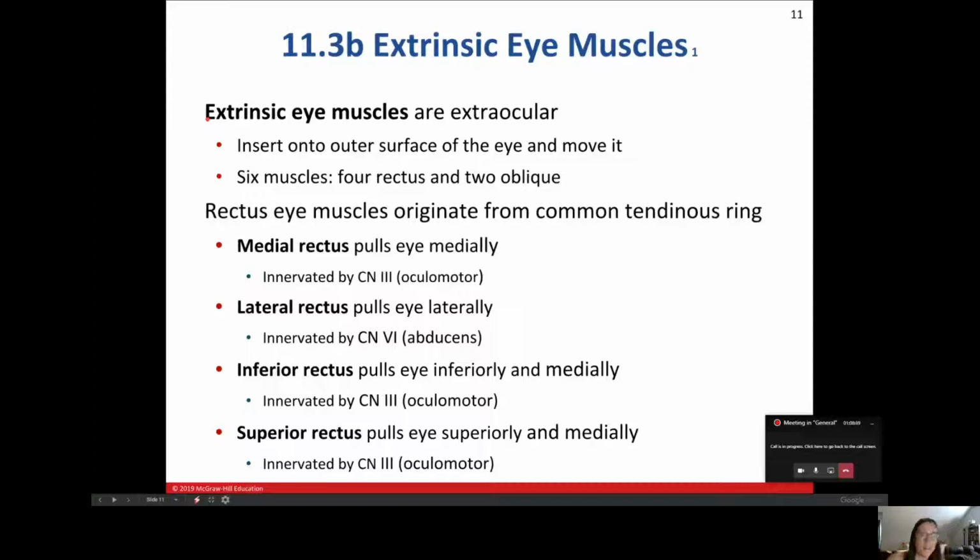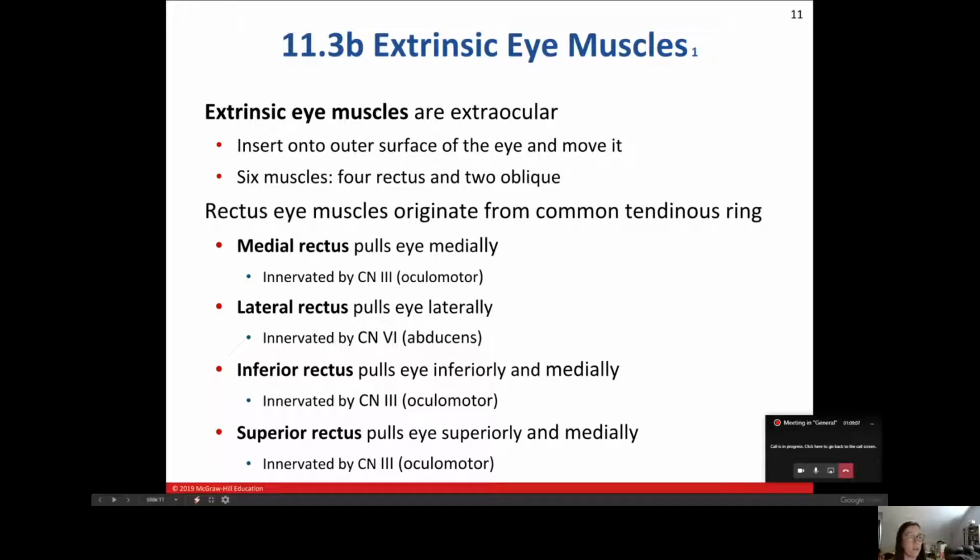So these are going to be the extraocular eye muscles that move your eyeballs around. The levator palpebrae superioris that opens the eye, and the orbicularis oculi that closes the eye are not technically part of those extrinsic eye muscles. They're more like muscles of the eyelid. These extrinsic eye muscles actually move the eyeball itself.